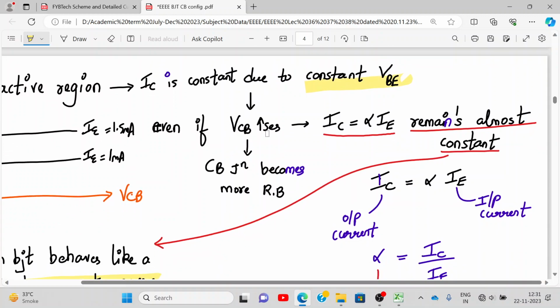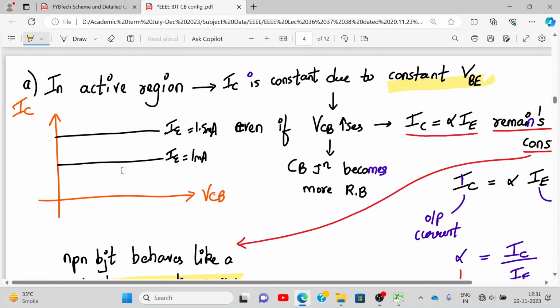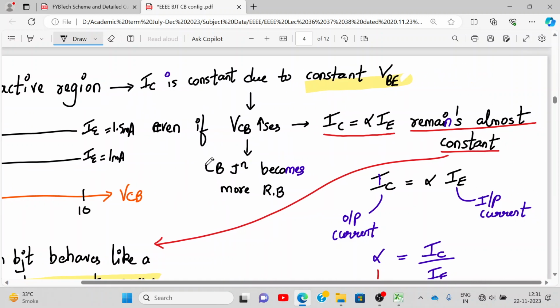Now, even if VCB is increasing, say from 0 to 10, let's say 0, 1, 2, 3, and so on till 10, your IC is equal to alpha times I, right? IC is equal to alpha times I. So alpha is very, very close to 1. Alpha is around 0.99, say. So IC will be almost equal to IE, which is remaining almost constant.